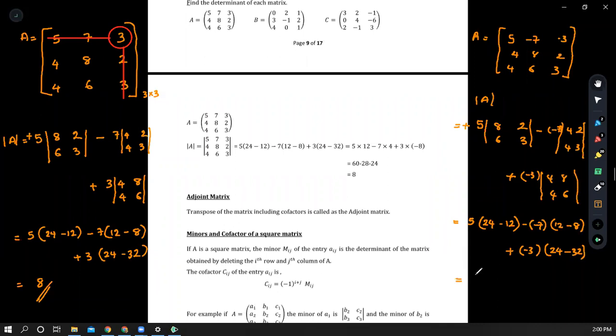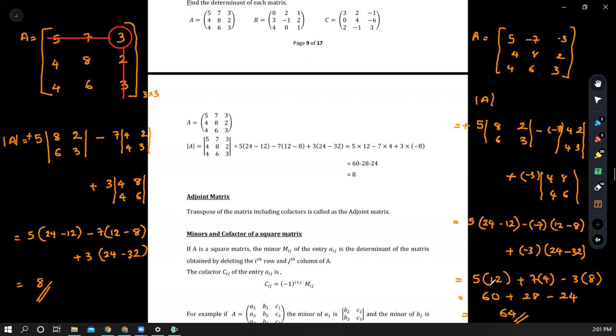Then this results in the value 5 times, here we will get the value as 12. Then minus into minus becomes plus 7 times 4. Then this value becomes minus 3 times 8. Plus into minus. Therefore, we'll get this as 60 plus 28 minus 24. Therefore, this results in the value 64.